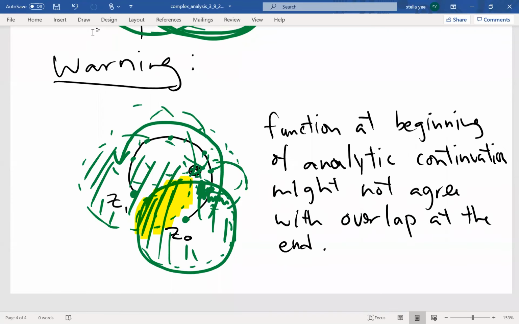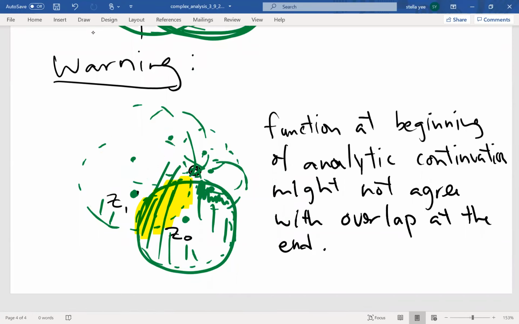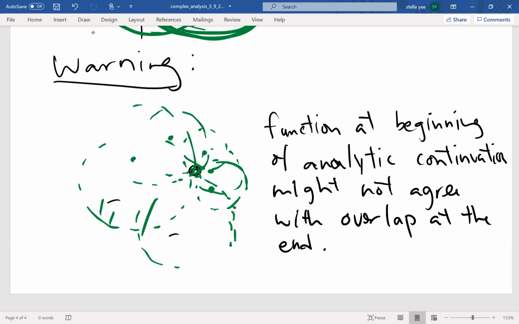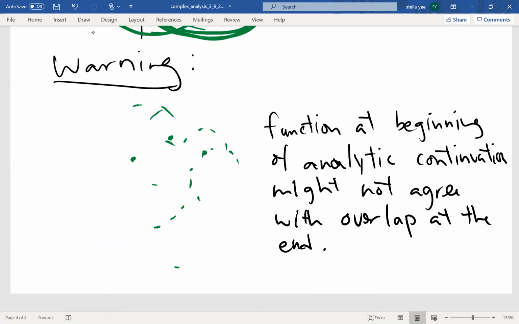So for example, let's see, can I extend another page here? No. Let me erase something. Okay, sorry about this mess.